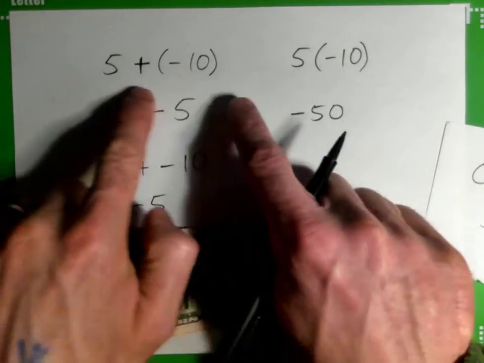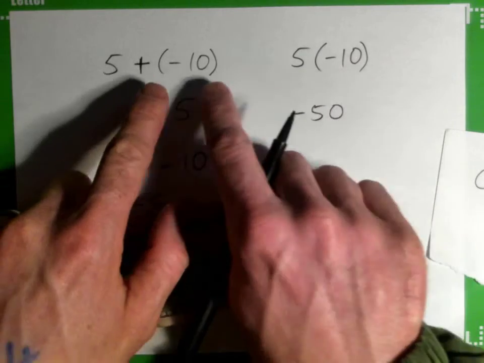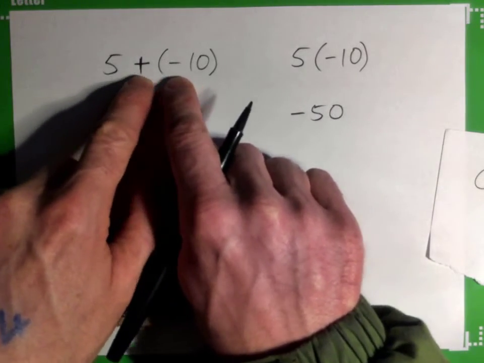So just be aware of the parentheses. When it's a number beside something, it means multiply. When it's separated by a plus or a negative, that's just add or subtract.